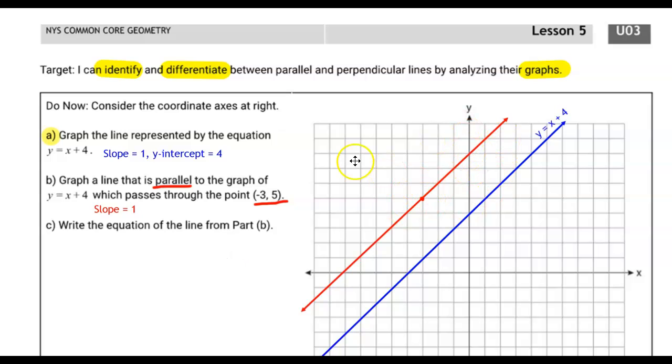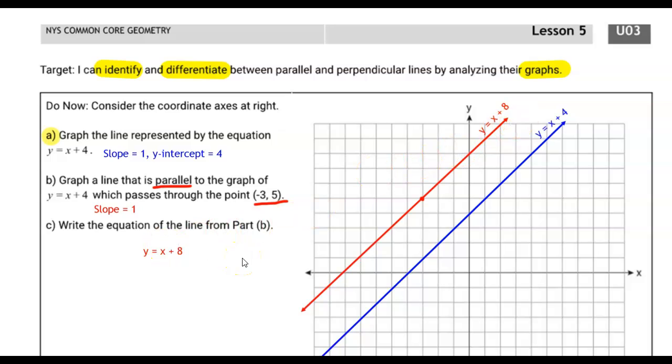Now, just by looking at this, I can tell that the slope is 1, and the y-intercept is actually 1, 2, 3, 4 above the other y-intercept. So if this is y equals x plus 4, this must be y equals x plus 8. And that actually answers question C, the equation of the line from part B.